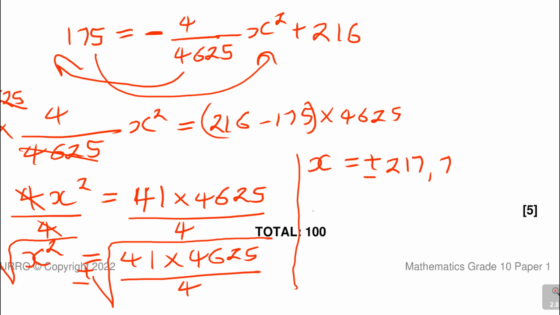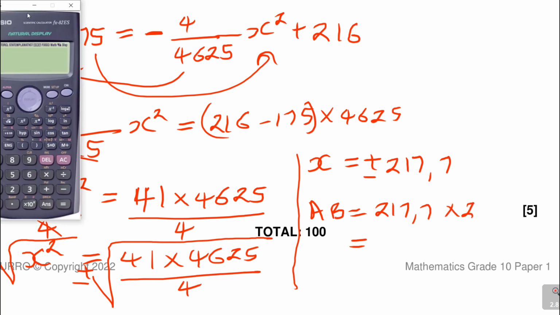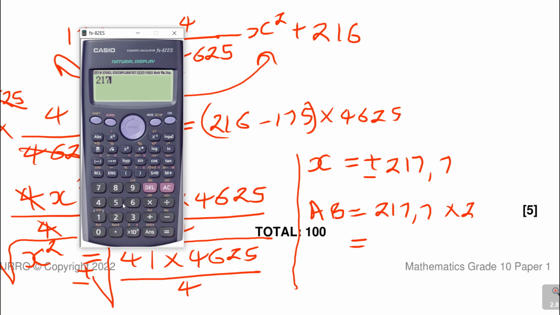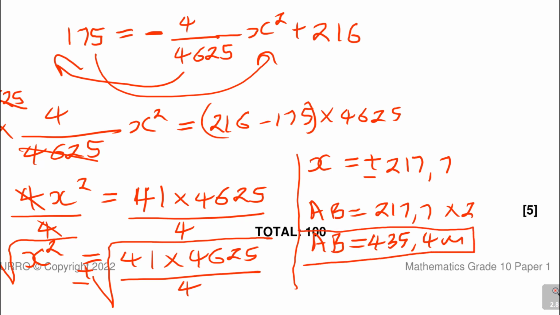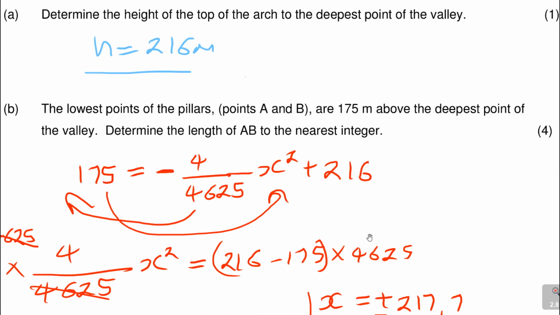So distance AB is equal to 217,7 times 2. And then it will give us now the final answer. 217,7 times 2 gives us 435,4 meters. That is AB. The distance is that. So how many marks did they give? It's 4 marks. So that is the end, guys.